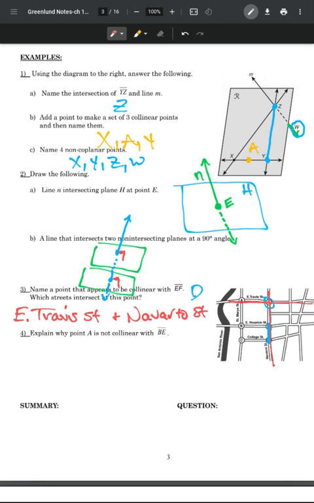Number 4, explain why point A is not collinear with line BE. So point A is right here. And explain why it's not collinear with BE. And E, sorry, is right here. I kind of covered it up. So remember, collinear means 2 points on the same line. And if we look, A is kind of going north and south, and point E is going east and west. So I'm going to say it doesn't form a straight line.